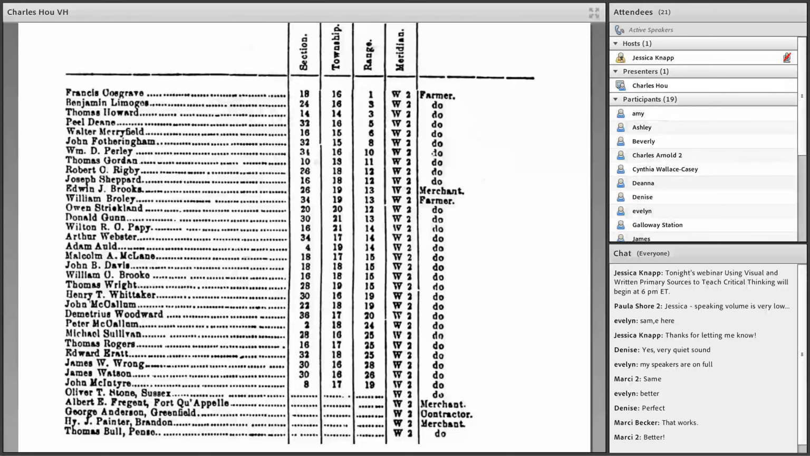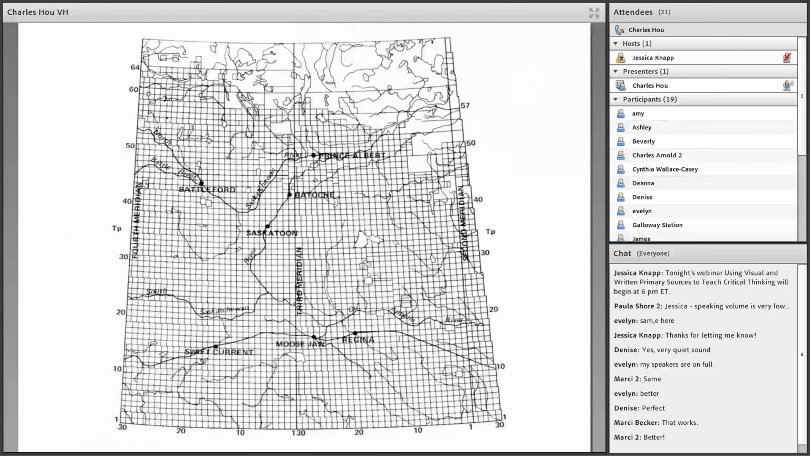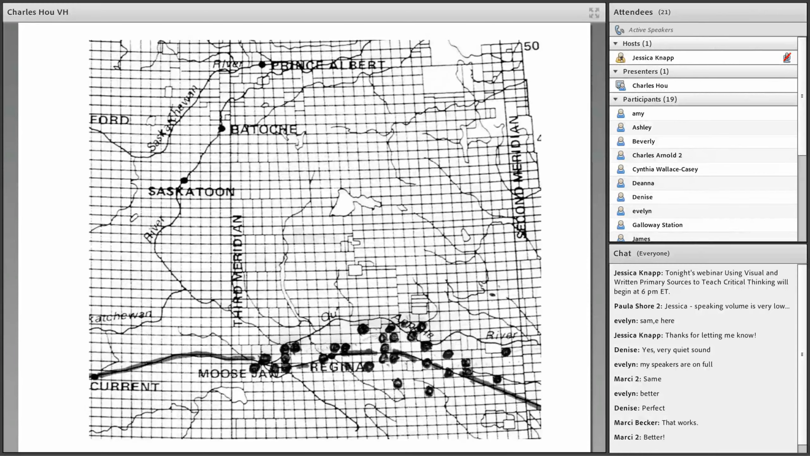Anyway, I looked at this carefully, and they have something called townships and ranges. Now, if you came from Saskatchewan, that would mean a lot to you. But anyway, I gave the students a map of Saskatchewan with all the townships and ranges on them. And I asked the students, I want you to plot where this jury lived. And this is what they came up with.